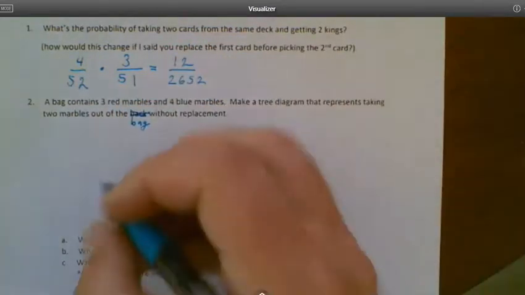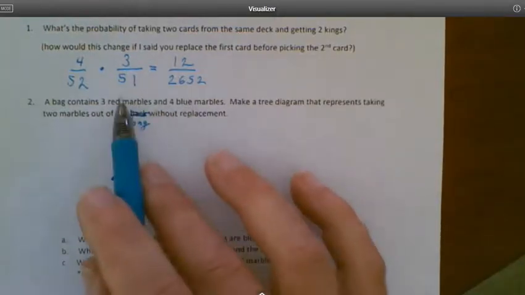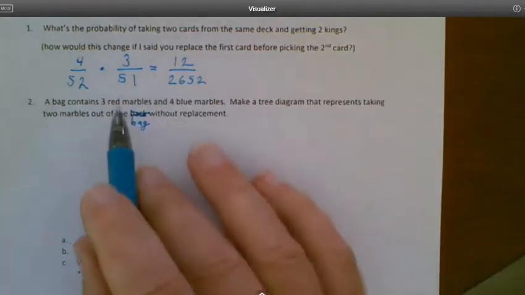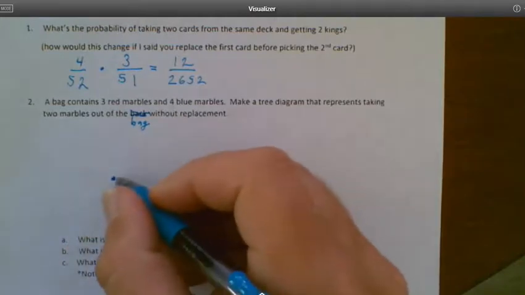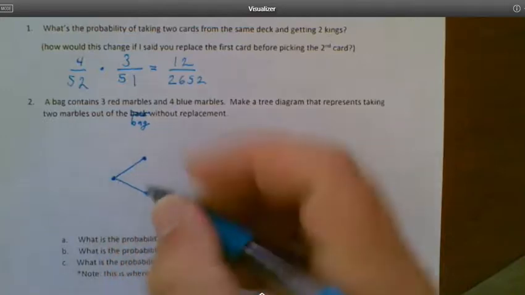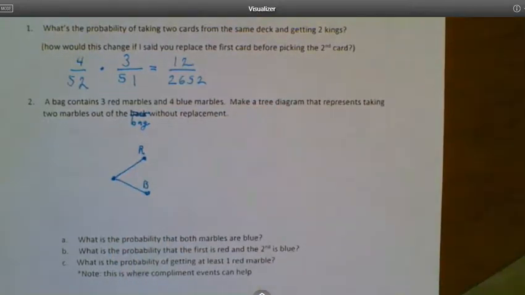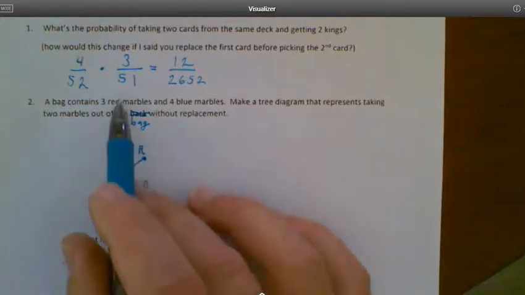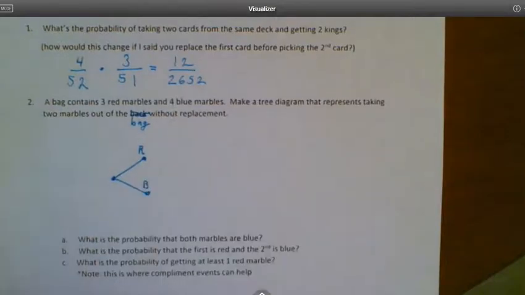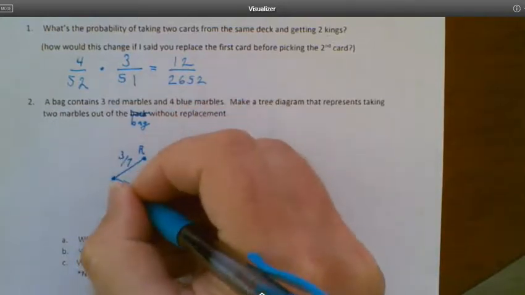Okay, so let's get our tree diagram going here. We have 7 marbles in the bag, and they're either going to be red or blue. So as I reach into the bag and take out my first marble, my options are either red or blue. So I'm either going to get the red one, or I'm going to get the blue one. So let's label those. This is our first event, and it's either red or blue. Let's put in the probabilities that go with that, right? I have 3 red ones out of the 7, and I have 4 blue ones out of the 7.